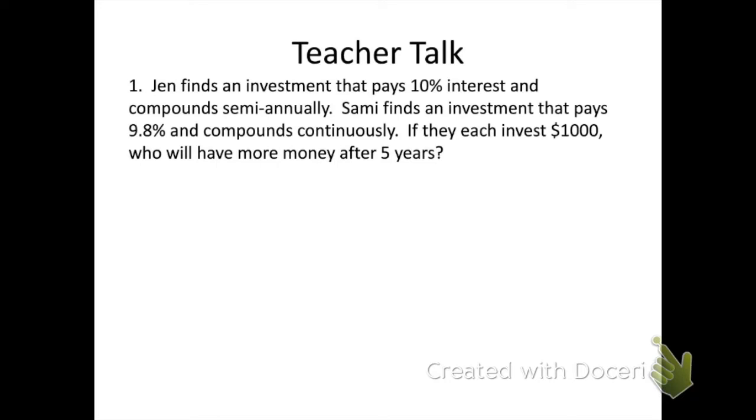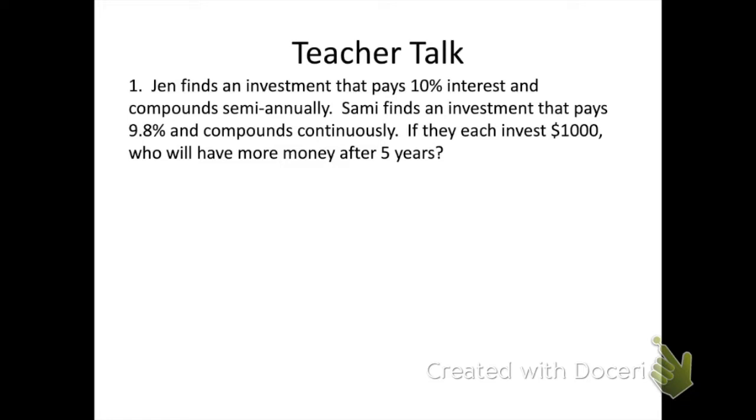Number 1, Jen finds an investment that pays 10% interest and compounds semi-annually. Sammy finds an investment that pays 9.8% and compounds continuously. If they each invest $1,000, who will have more money after 5 years?